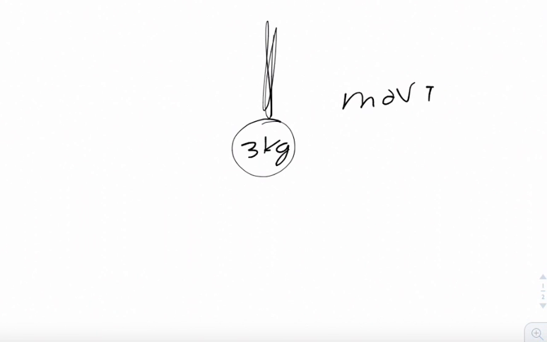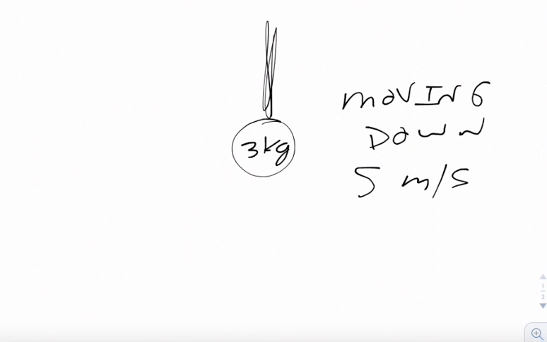So I want to first of all take just a scenario of a ball, and let's give it a mass of 3 kilograms, and we're going to suspend it from a rope or a chain. And at first we're going to have it be moving down at a constant rate of 5 meters per second. And then the question I want to ask is, what's the tension in the chain as it moves this way?